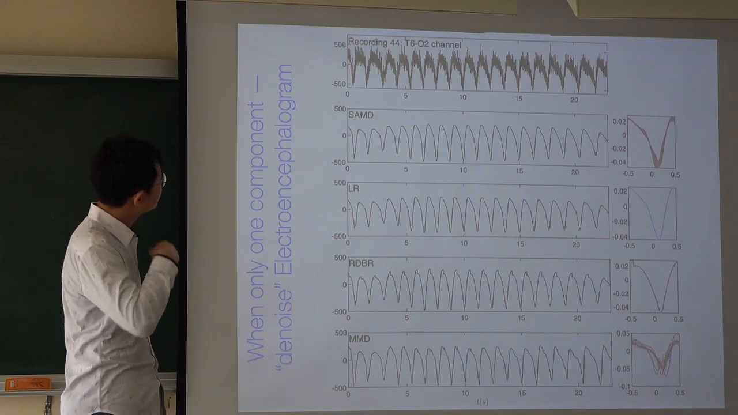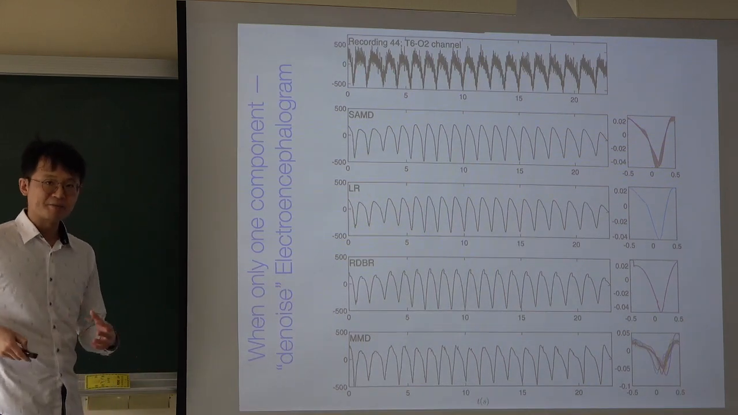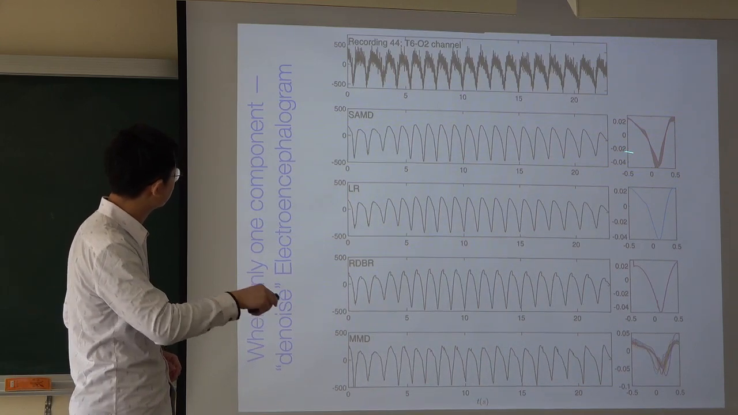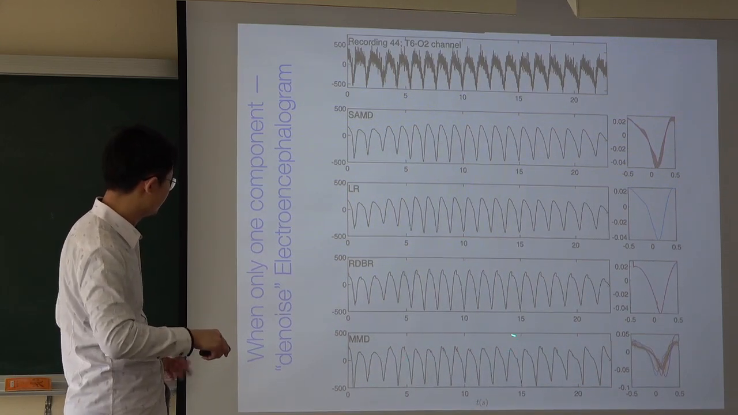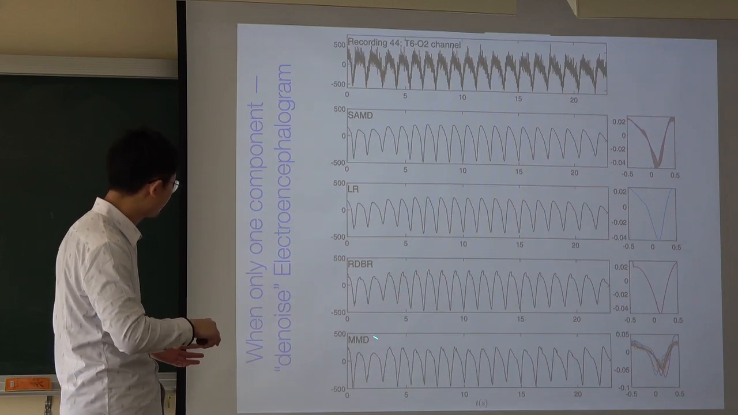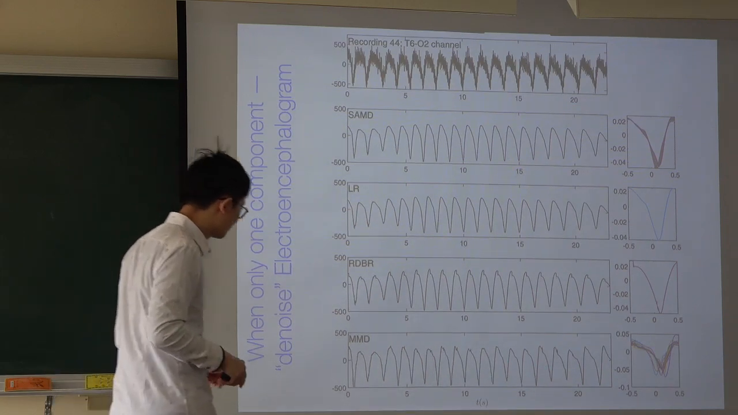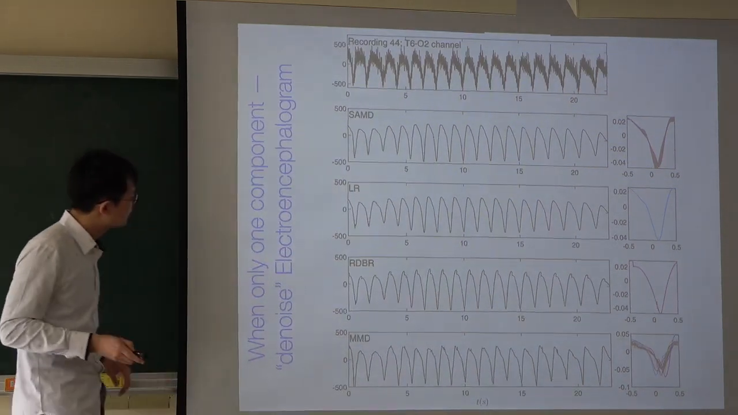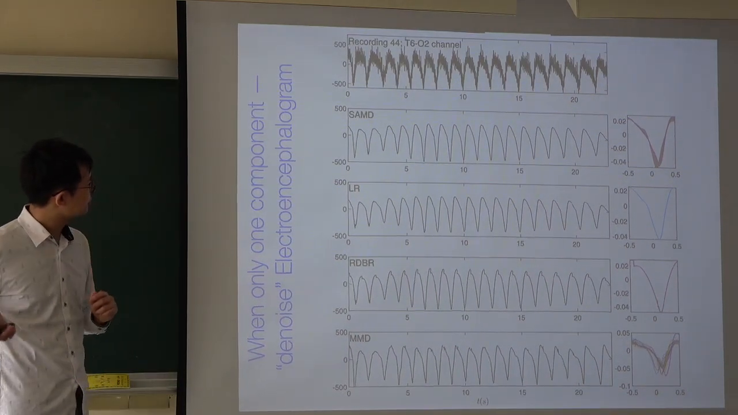And this is the EEG signal. This is the EEG signal for a patient suffering from epilepsy, and this is the decomposed signal using SAMD, and the decomposition using RDBR or AMD. It's okay, but you also always see some small strange things, which are difficult to interpret.